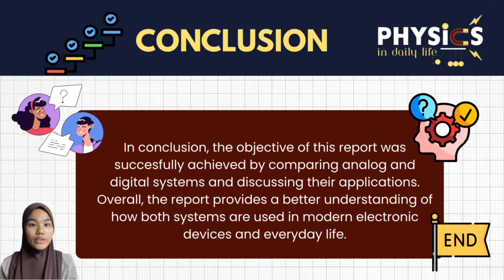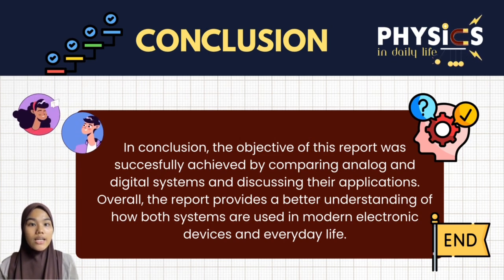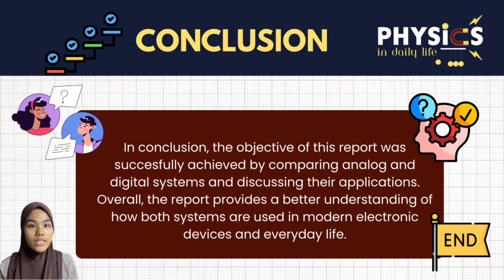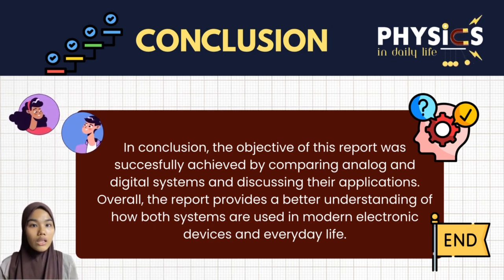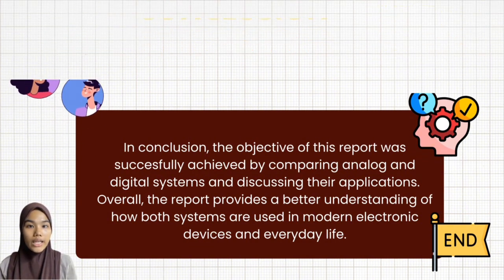Finally, I will conclude this presentation. The objective of this report has been achieved by explaining and comparing analog and digital systems, including their characteristics, advantages, limitations, and applications. From this discussion, we can understand that both systems have different functions and are widely used in modern electronic devices. Overall, this report provides a better understanding of how analog and digital systems support many technologies that we use in our daily life.